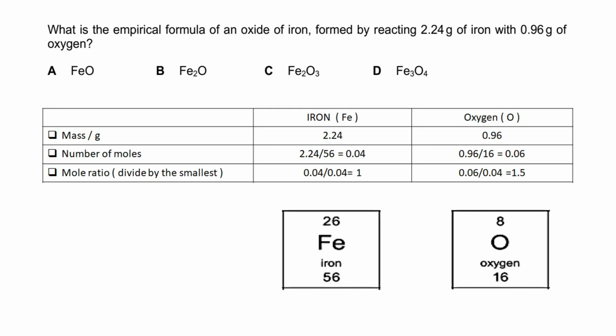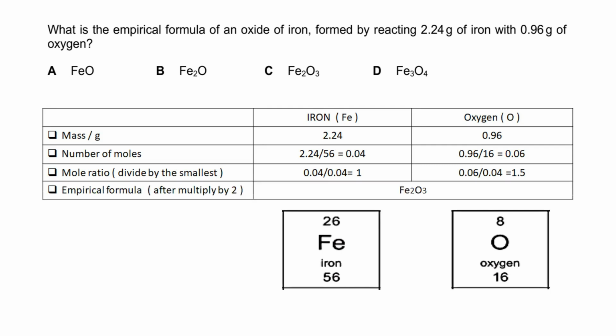Remind yourself with the definition of empirical formula: simplest whole number ratio. Whole, no decimal. So to cancel this decimal figure for oxygen, 1.5, we have to multiply by 2. After multiplying by 2, the empirical formula we obtained is Fe2O3. Here times 2 for iron, times 2 for oxygen, to obtain 3 for oxygen and 2 for iron.